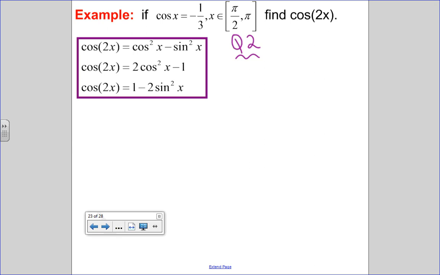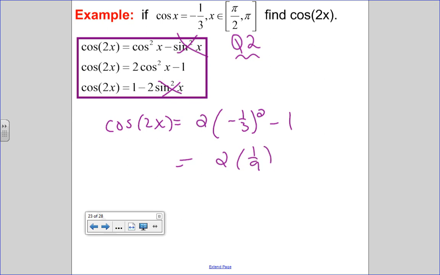So cos of 2x, 3 different formulas that we could use. Now, I'm already given that cos x equals negative a third. I'm not given anything about sine, so I don't want to use this one, and I don't want to use this one, because then I'd have to find sine. So I'm just going to go with the middle formula. So cos of 2x equals 2 cos x squared minus 1. So cos x is negative a third, and that'll just be squared minus 1. So that's 2 times 1/9 minus 1. So 2/9 minus 9/9, which is really 1, is negative 7/9. So that's my answer.